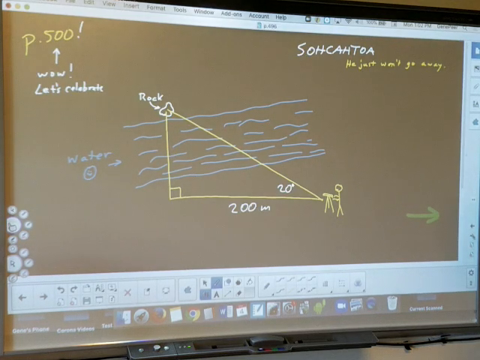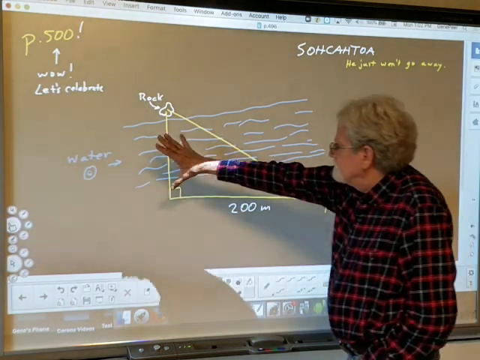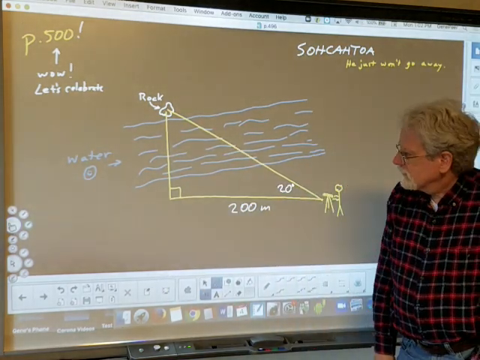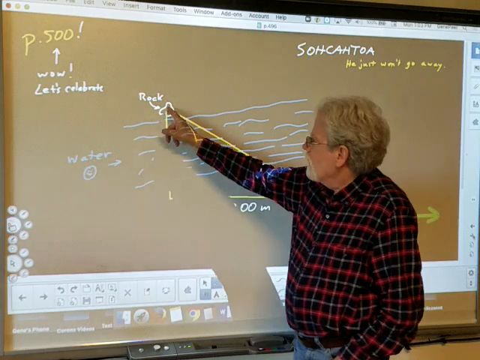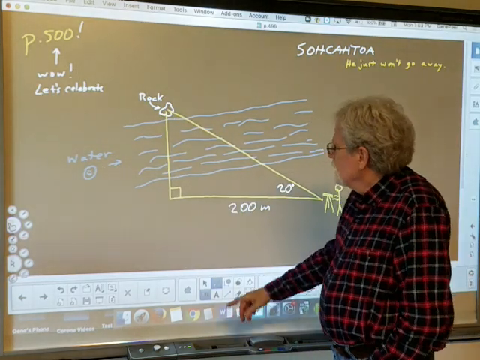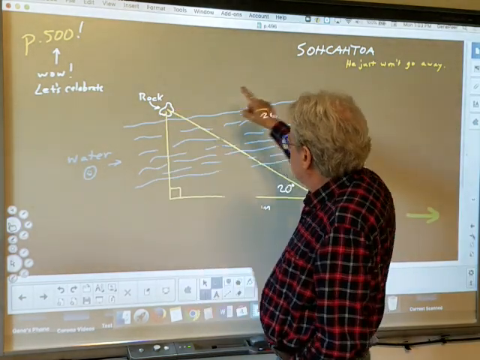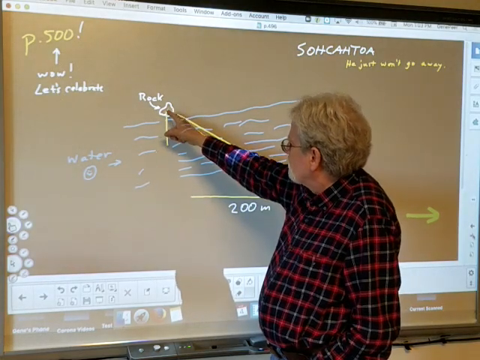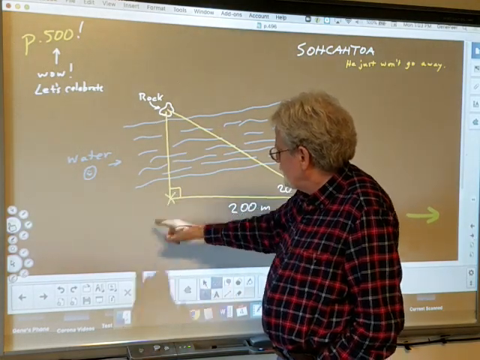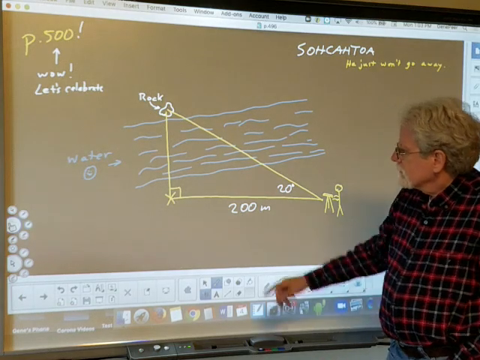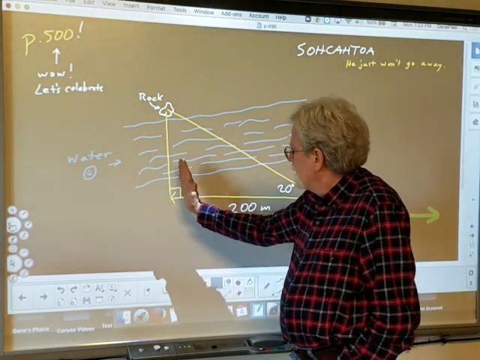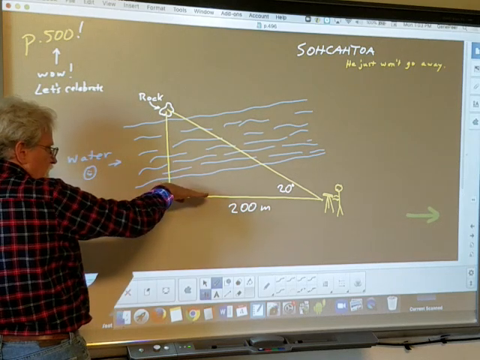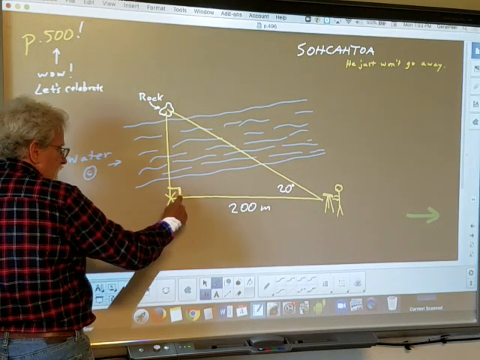A cool real-life application here. We've got a river. We want to know how wide that river is without getting our feet wet. So what do we do? We find a rock over here. We won't measure anything. We'll simply find a spot down here, and we will then arrange to have a right angle between here and here. We'll make this a right angle.